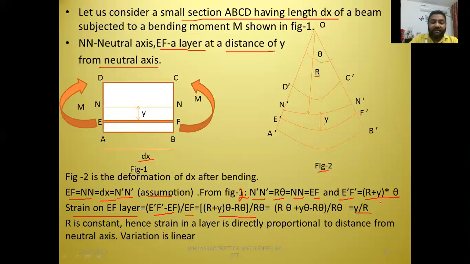That means the strain is directly proportional to the distance from the neutral axis, because R is constant. So the strain in a layer is directly proportional to the distance from the neutral axis. That is, the strain variation is linear. So this is one conclusion: the variation of strain is linear in case of pure bending.